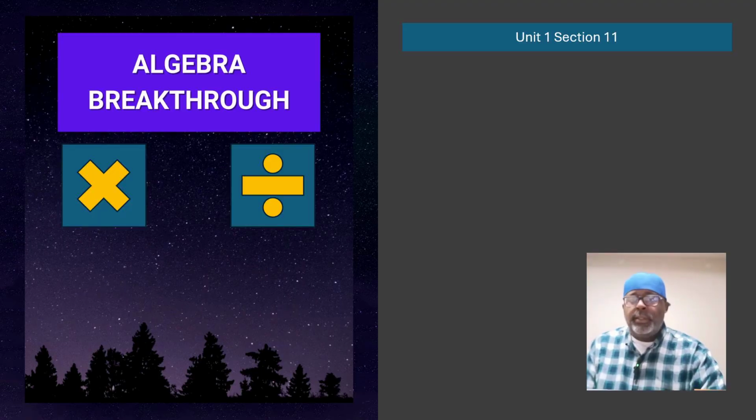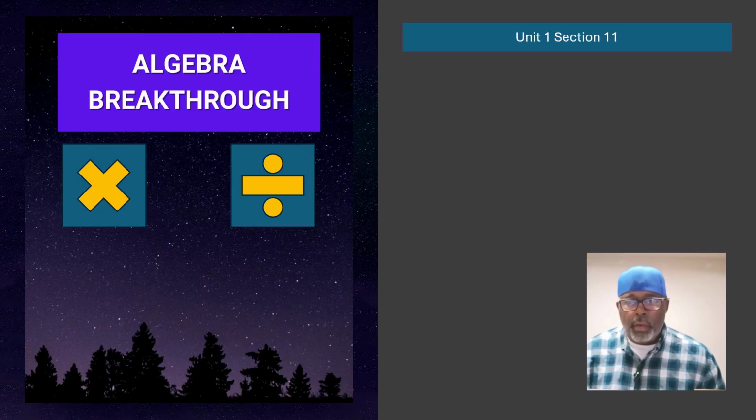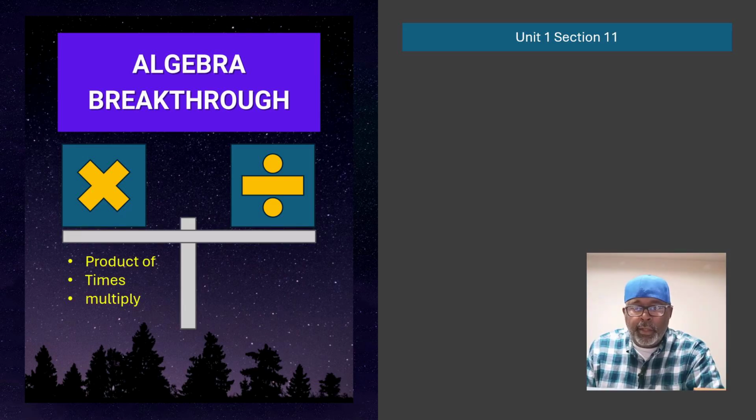The same applies to operators such as multiplication and division. It's just understanding the words connected to the operators. For example, with multiplication, the use of words such as product, times, and multiply represent multiplication. With division, the words connected to dividing numbers are quotient of and divided by.